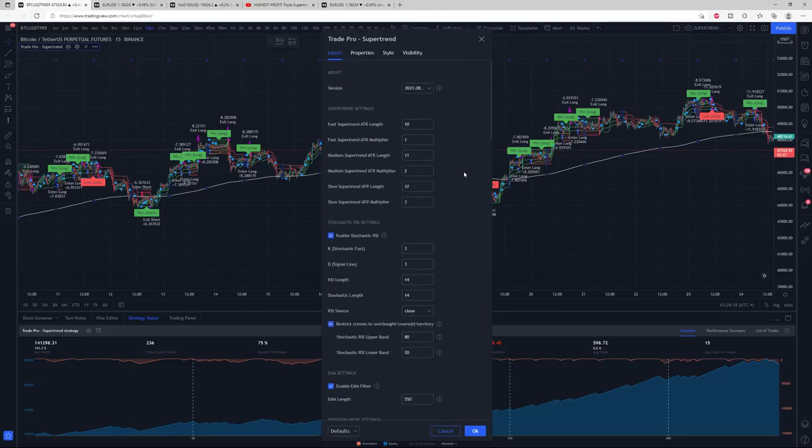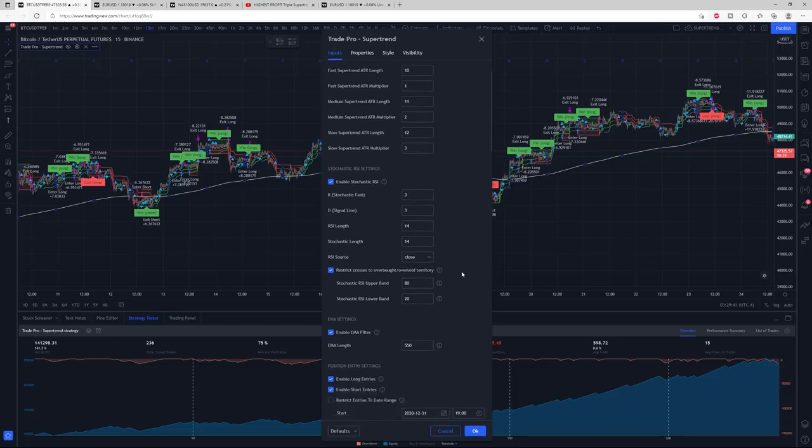The first thing is the Supertrend settings. This script uses 3 different Supertrend indicators, each with slightly different settings. You can play around with different settings on each of the Supertrend indicators to see how your results change. And of course, as you change them, it will instantly change your results down here. So you can quickly see the backtest results based on what you have changed in the settings.